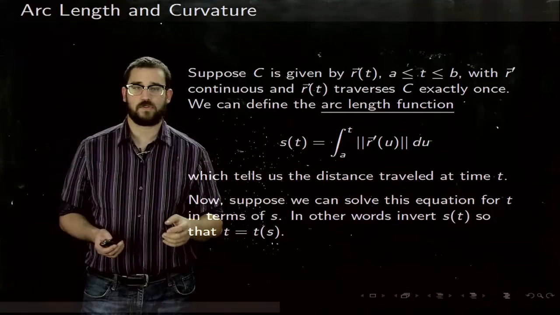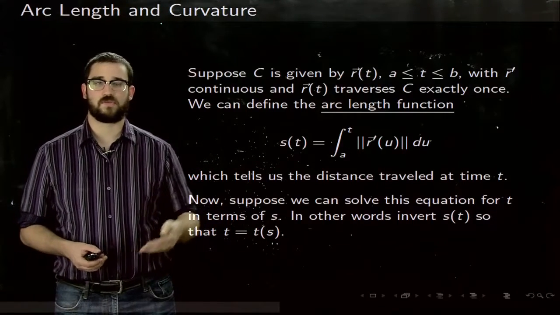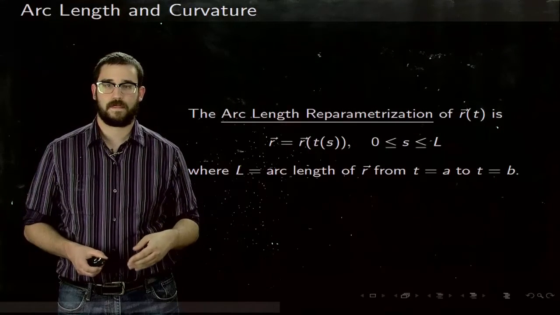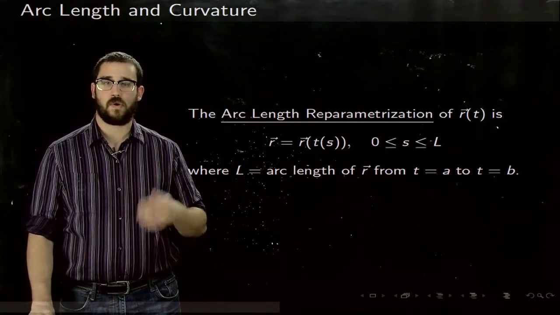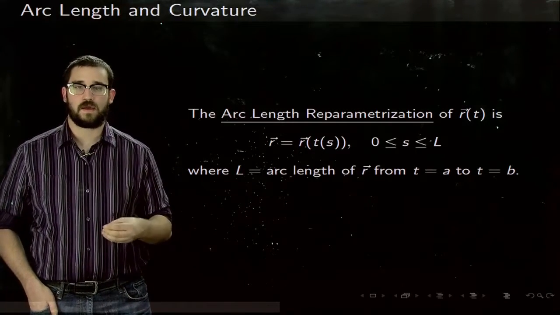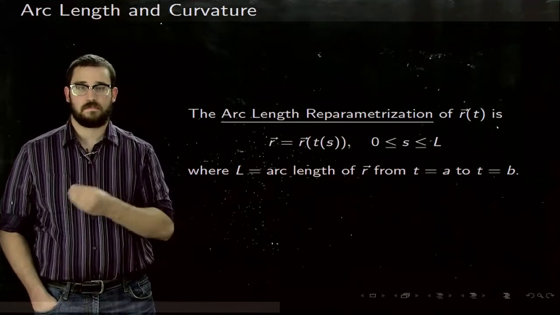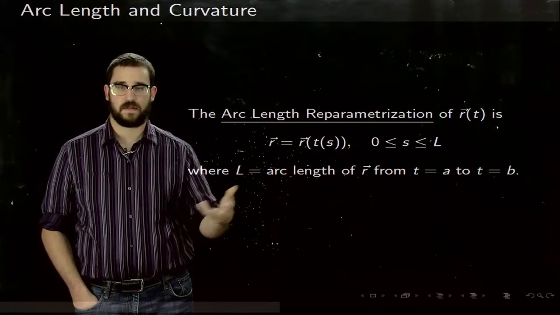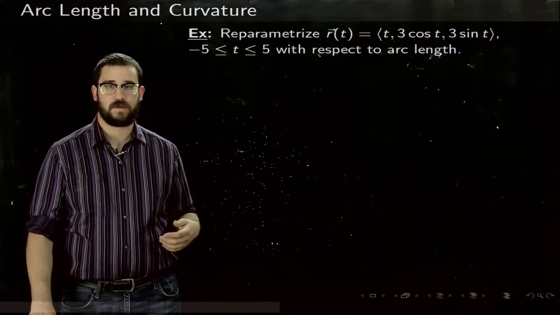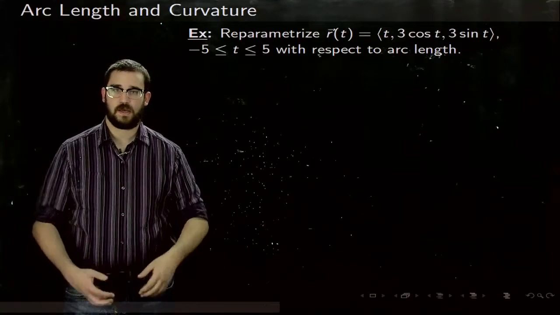Now, suppose we could solve this equation for t in terms of s. In other words, we invert s of t so that t equals t of s. Now, we are going to reparameterize r of t, with r being r of t of s, where s is between 0 and the length. Length is the arc length, and t was a to b originally. Let's do an example of this so it makes sense.